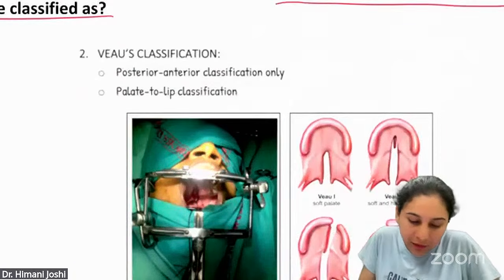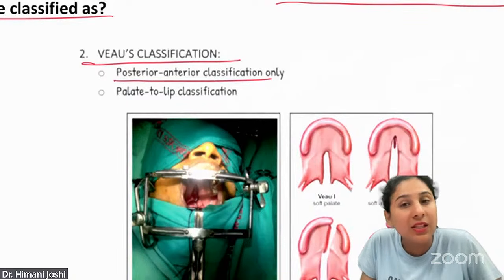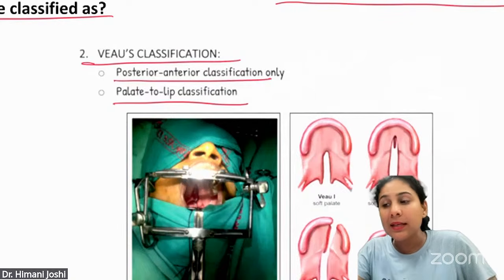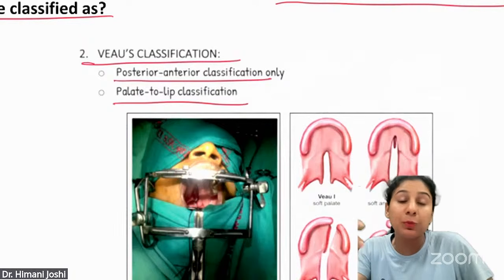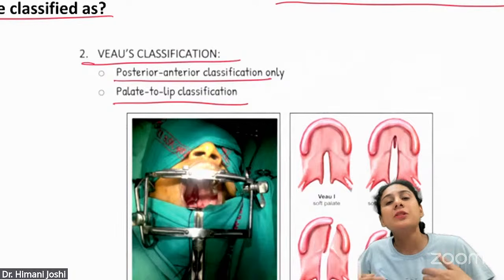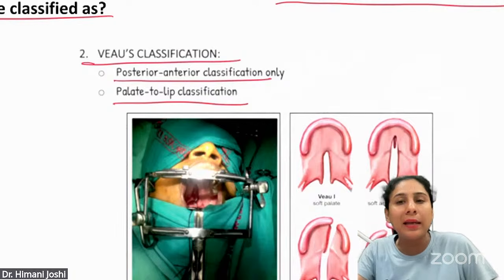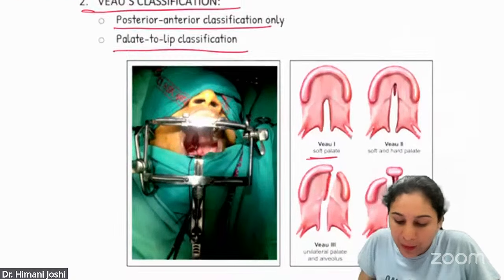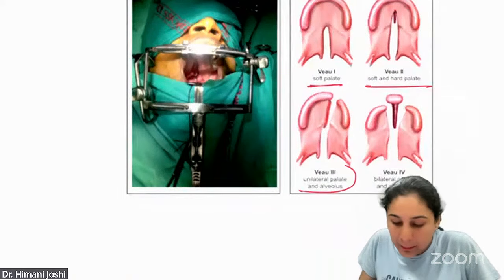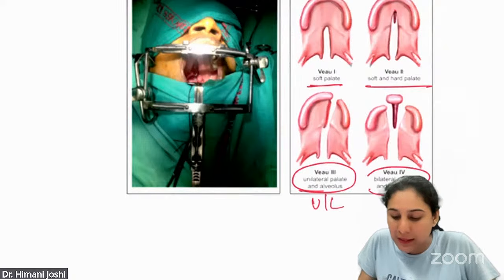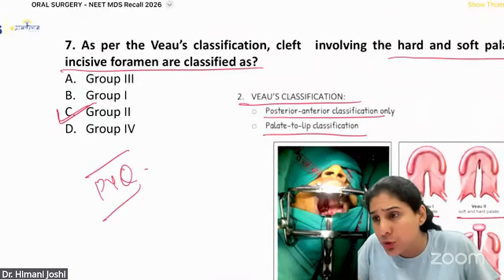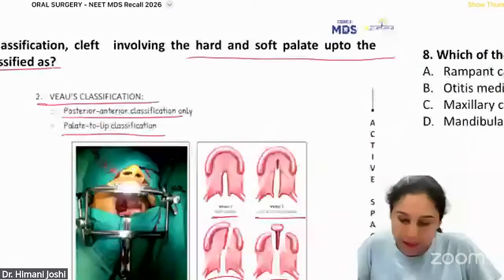We have shown you that Veau's classification is a posterior to anterior classification, palate to lip classification. So it starts from the back. It starts from the soft palate and it goes ahead and it comes to the lip. Usually the classifications of cleft start from lip and go towards the palate. Veau's classification is one of the very few which start from the palate and come forward, right? So class 1 is soft palate only. Class 2 is soft and hard palate up to the incisive foramen. Class 3 is complete unilateral and class 4 is complete bilateral, right? So this is a PYQ. Group 2, most of you have marked group 2, which is the correct answer.